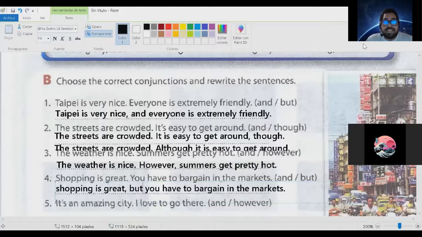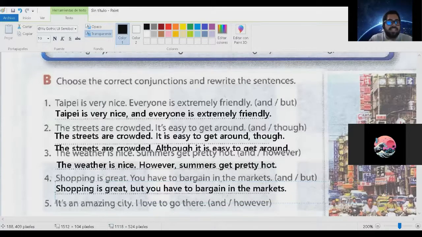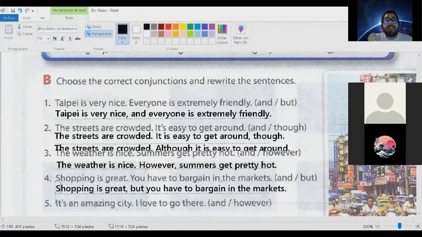Let me tell you why, guys. Shopping is great, okay? Yes, shopping is great in this place, in San Jose, for example. Pero, ¿qué es lo que hay que hacer? ¿Cuál es el contraste? Hay que regatear en los mercados. Okay, but you have to bargain in the markets. And in this one, guys, we're making a contrast. That's why we have to use but in this one.